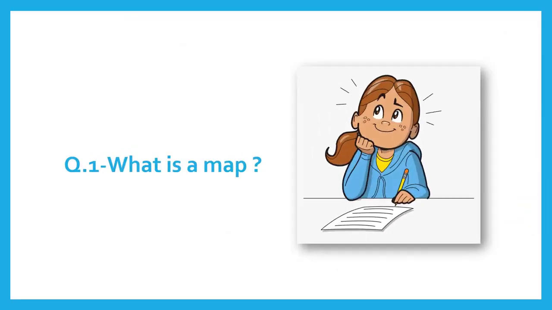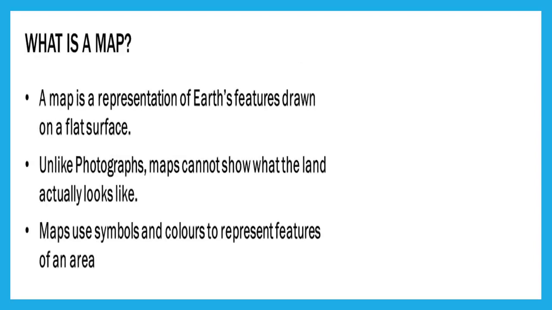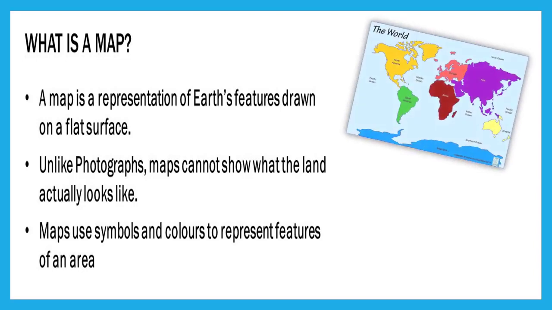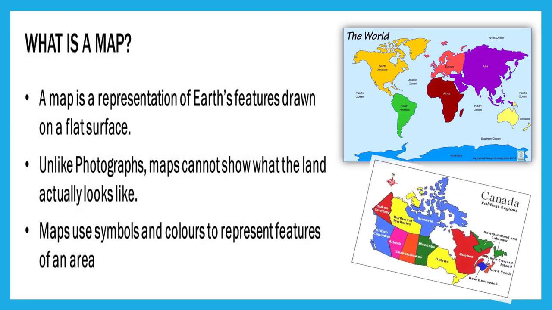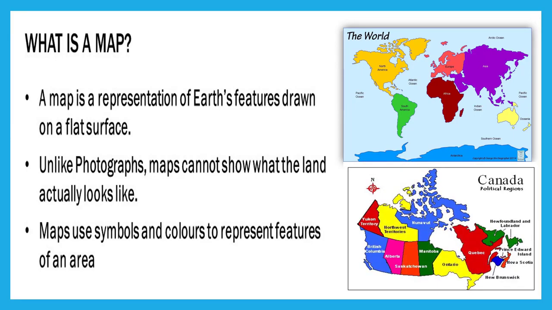Q.1 What is a map? Dear students, brainstorm. Recall. What is a map? In one of our previous lectures, we discussed this in detail. Do you remember it? Fine, students. A map is the representation of Earth's features drawn on a flat surface. So, a map is drawn on a flat surface, on a page, paper or chart, etc. Unlike photographs, maps cannot show what the land actually looks like. Maps are just drawn for the purposes of information and knowledge only. They do not represent the real Earth.